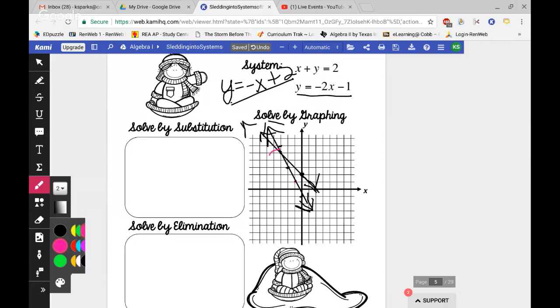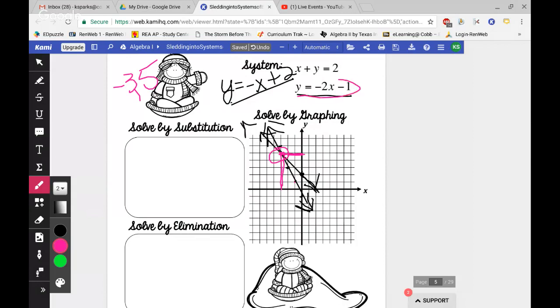Now, what is that line? How far over did I go from here? 3. Yes. And how far up did I go? 5. Yes. So the point I'm looking for is -3, 5. So now when I work it by substitution, I should get that same point.